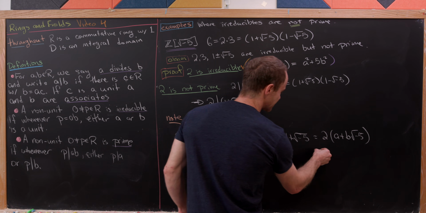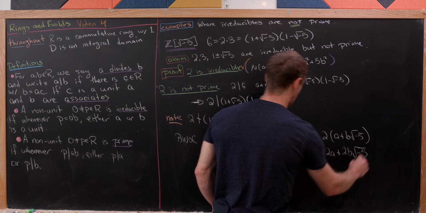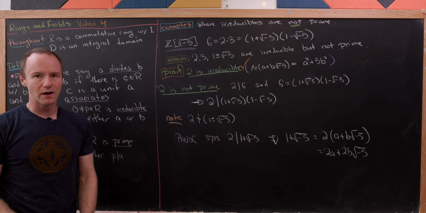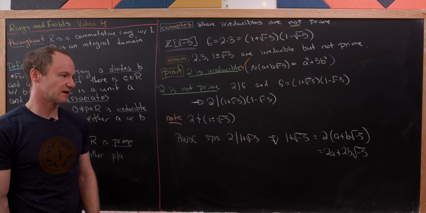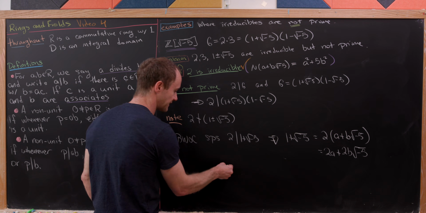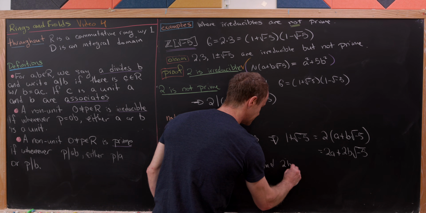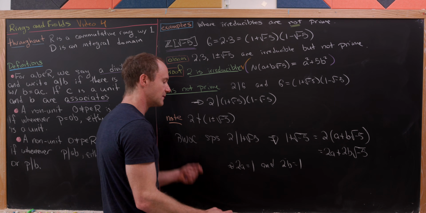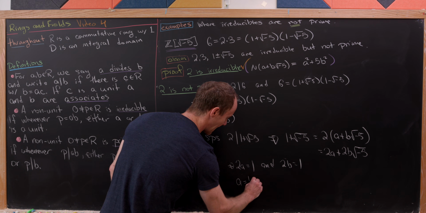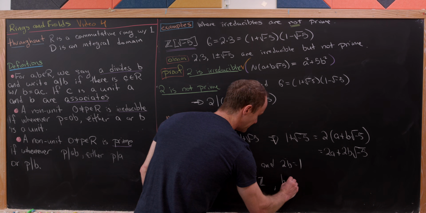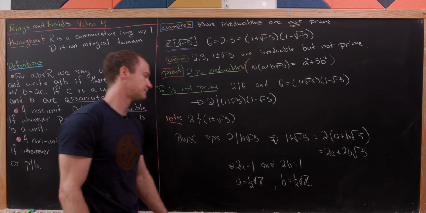But now we can multiply this out and we'll get 2 times a plus 2 times b root minus 5. But now we can essentially just extract real and imaginary parts of both sides of this equation. Observe that gives us that 2 times a is equal to 1 and 2 times b is also equal to 1. But that's obviously a problem because that means that a is equal to a half, which is not an integer, and b is also equal to a half, which is also not an integer.